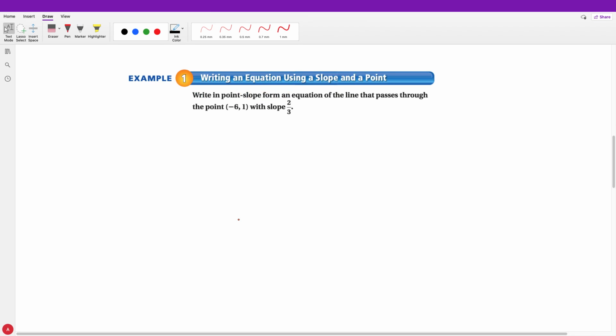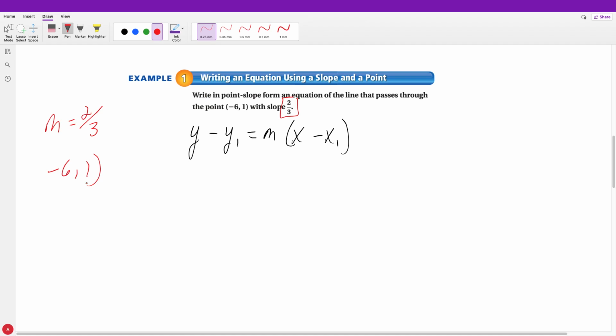It says write in point-slope form an equation of a line that passes through the point negative 6, 1 with a slope of 2/3. So we need to write it in the form y minus y sub 1 is equal to m times x minus x sub 1. It tells us our slope, so we don't have to solve for that. We know that m is equal to 2/3. And it passes through the point negative 6, 1. Remember, x sub 1 and y sub 1 represent the point that it passes through, so we can substitute those in.